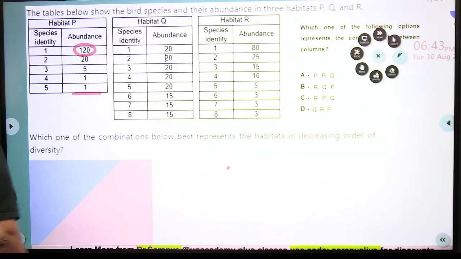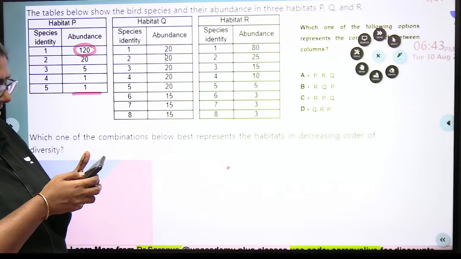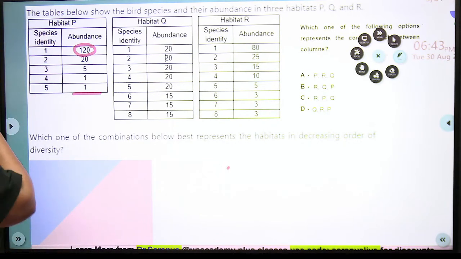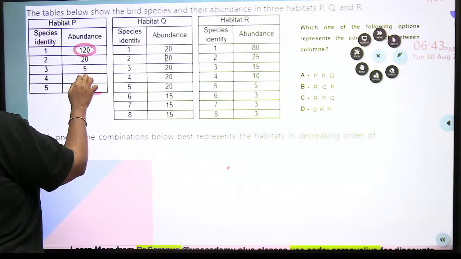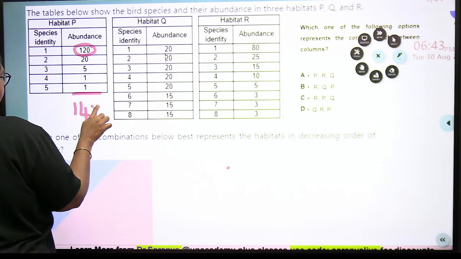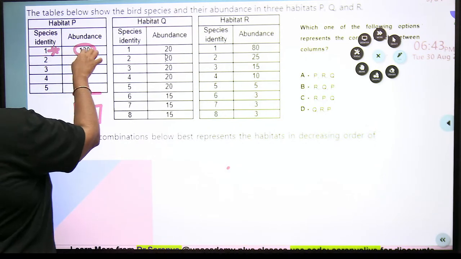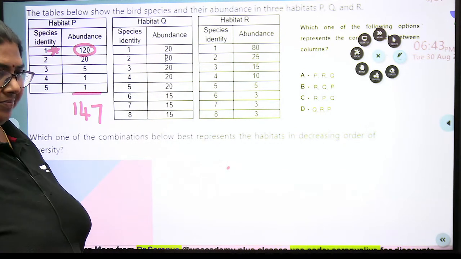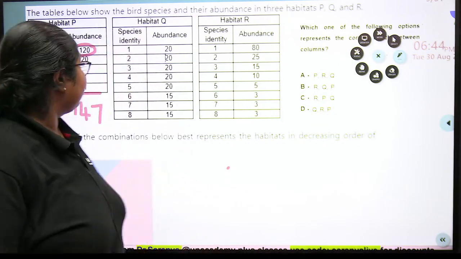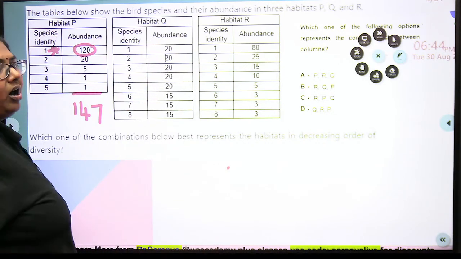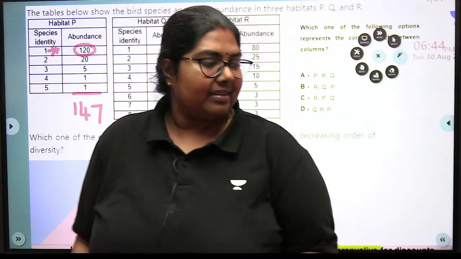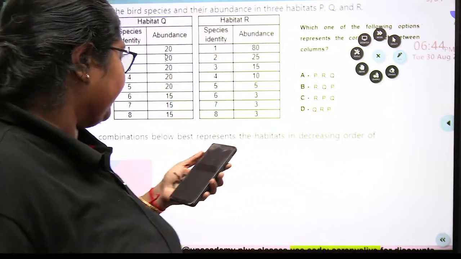What is the total? Come on, everybody in this class. What is going to be the total? 140, 45, 46, 47. Out of 147, this is only going to be 120. So, is it dominant or diverse? First tell me that. This P is dominant or diverse? Everybody in this class should tell this. For 4 marks it is very easy.